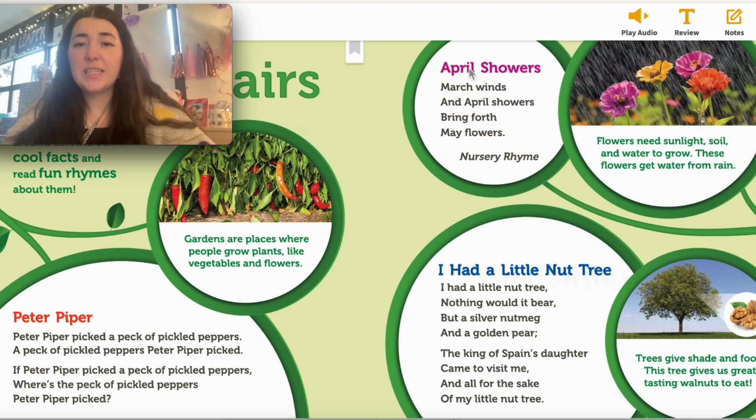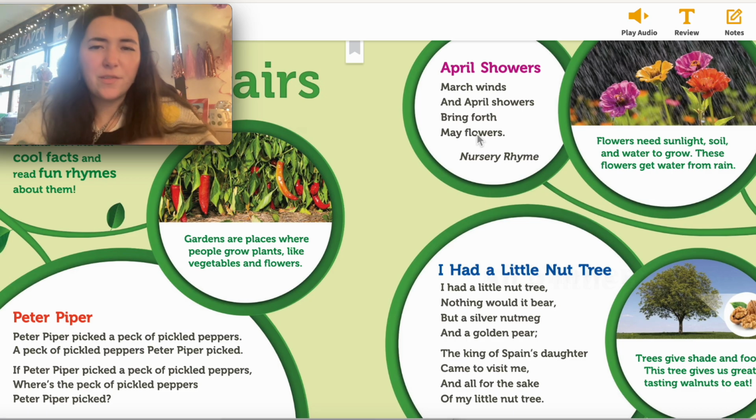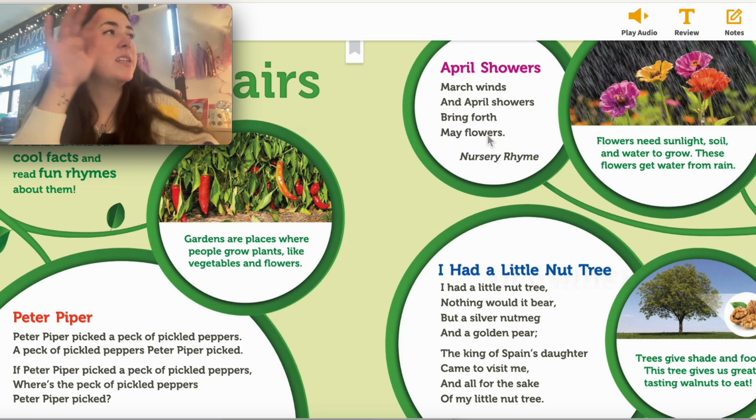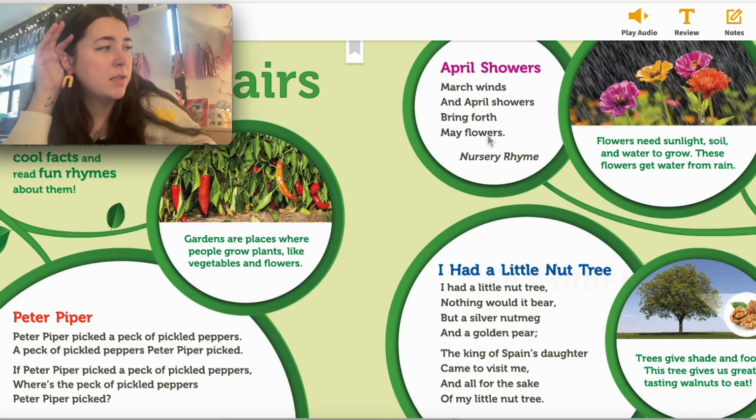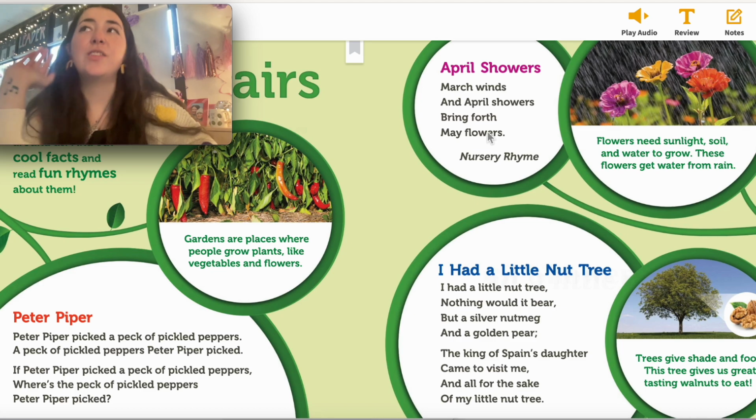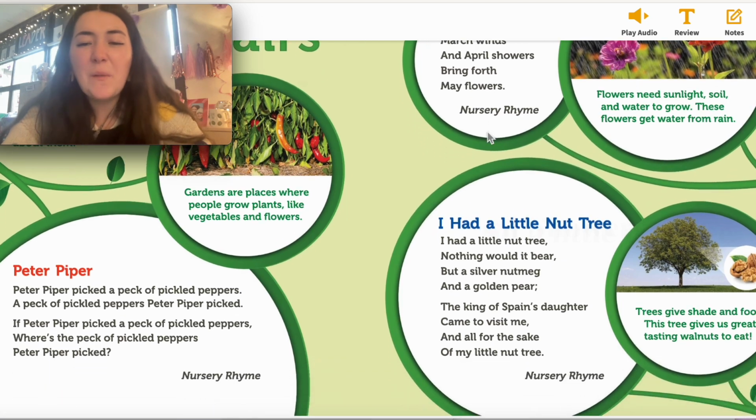So this one goes, April showers. March winds and April showers bring forth May flowers. Ooh, I heard a rhyme in there. Raise your hand if you heard a rhyme in there. What was that rhyme? Do you know what it was? I'll read it one more time. March winds and April showers bring forth May flowers. Can you tell me into your microphone what rhyme did you hear? If you said showers and flowers, you're right. Those both end in ours, which makes them rhyming words, which makes that an element of poetry.